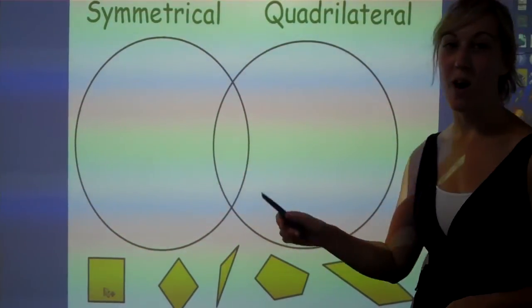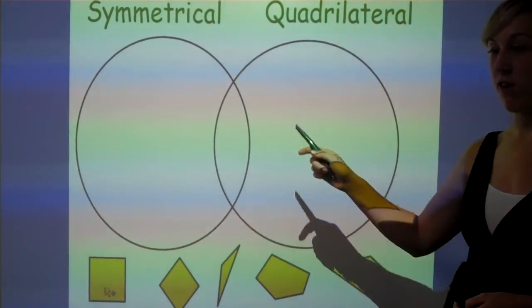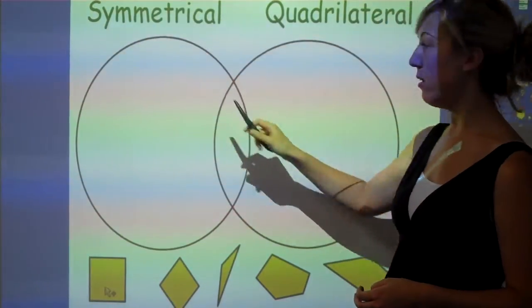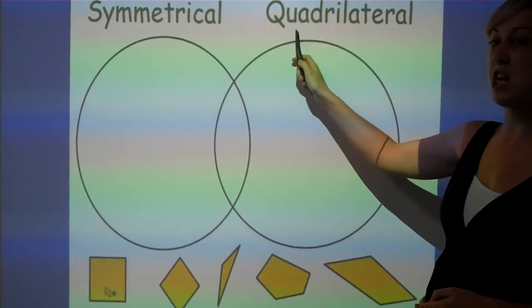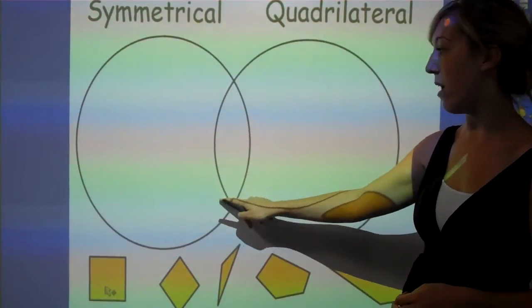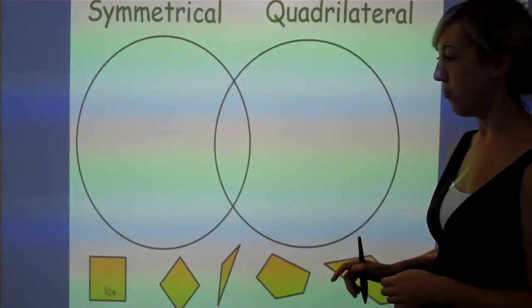Okay, this is a question where it's asking you to sort shapes. Now this is a Venn diagram, and in this area here it wants the shapes that are symmetrical, and in this area here it wants the shapes that are quadrilateral. In this area here, where the two combine, it wants the shapes that are both symmetrical and quadrilateral.